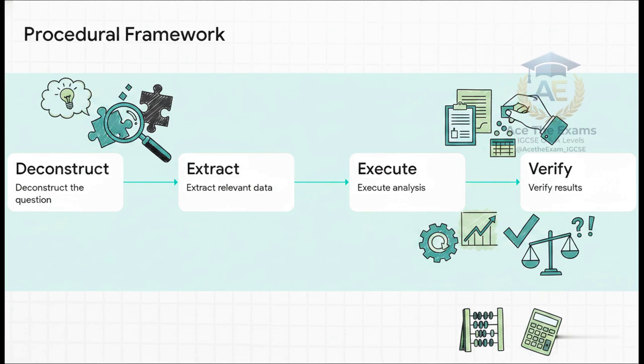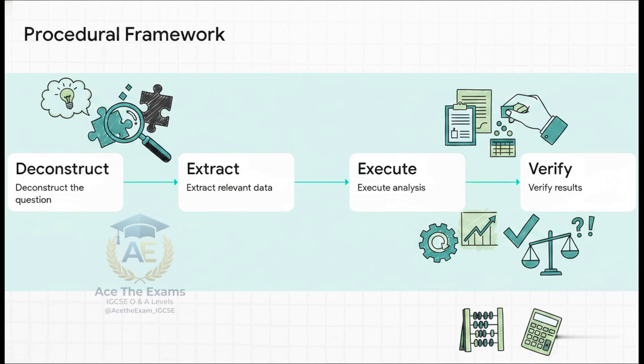Exactly. You are missing the method marks. In Accounting 9760, marks are awarded for the analytical process itself. Here is your standardized, repeatable 4-step procedural framework to get unstuck. We call it the DEEV method. Step 1. Deconstruct the question. We know it's evaluate. Step 2. Extract relevant data from the stimulus text. Step 3. Execute the analysis using clear notation. Step 4. Verify your results.